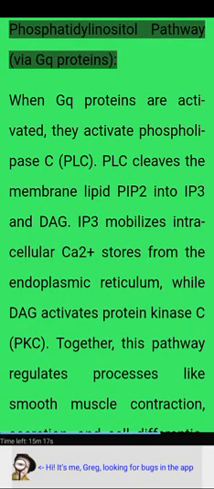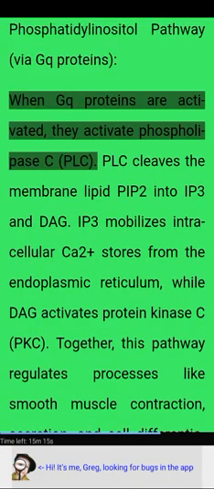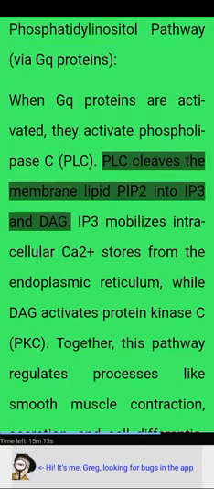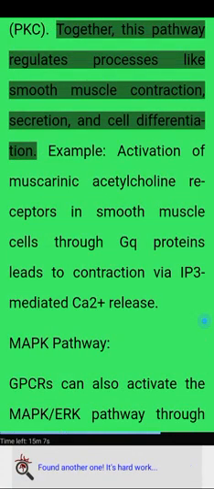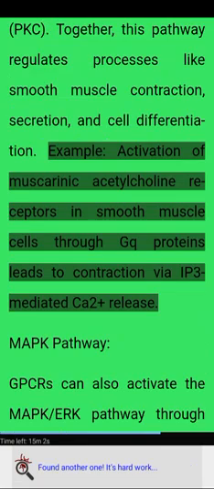Phosphatidylinositol pathway via Gq proteins. When Gq proteins are activated, they activate phospholipase C (PLC). PLC cleaves the membrane lipid PIP2 into IP3 and DAG. IP3 mobilizes intracellular Ca2+ stores from the endoplasmic reticulum, while DAG activates protein kinase C (PKC). Together, this pathway regulates processes like smooth muscle contraction, secretion, and cell differentiation. Example: activation of muscarinic acetylcholine receptors in smooth muscle cells through Gq proteins leads to contraction via IP3-mediated Ca2+ release.